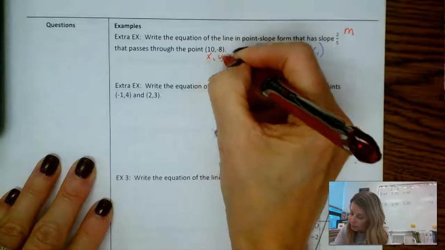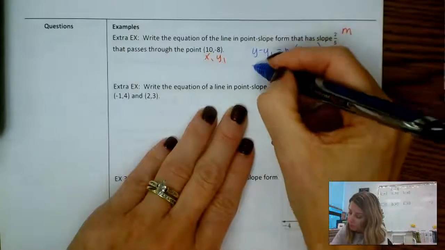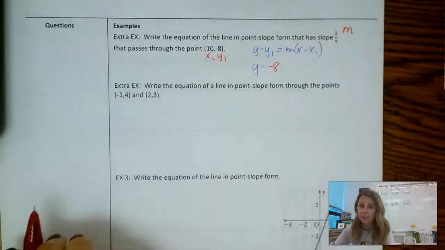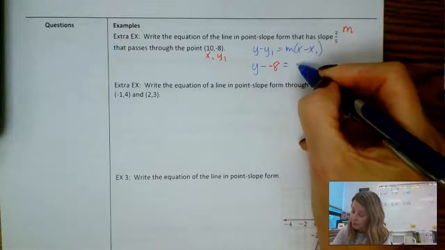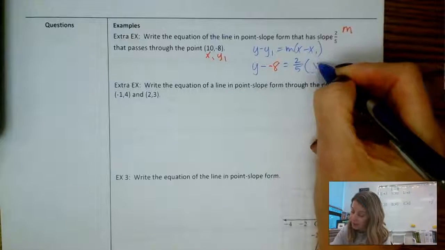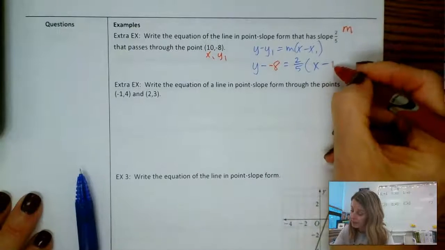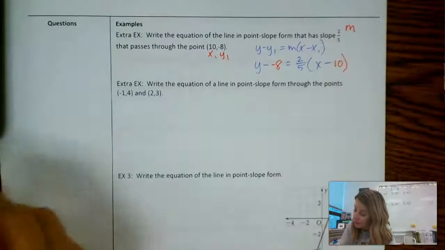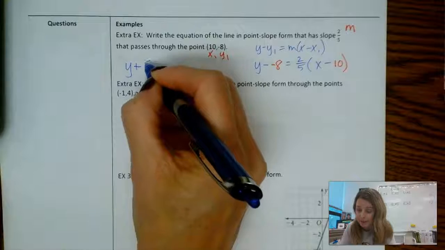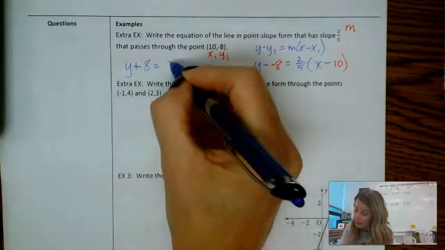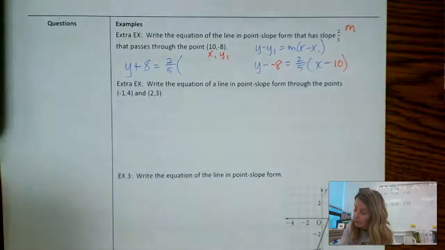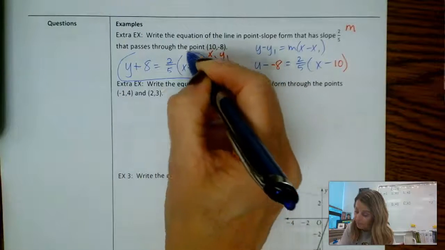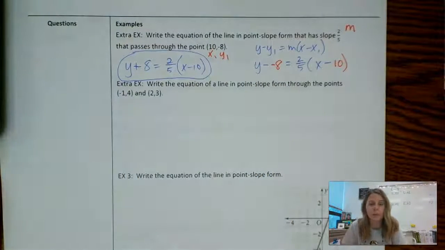We've got x1 and we've got y1. So we're going to have y minus, and my y1 is -8, equals 2/5 times x minus the 10. And then you want to eliminate the double negatives. So you're going to have y plus 8 equals 2/5 times x minus 10. And that would be your equation.